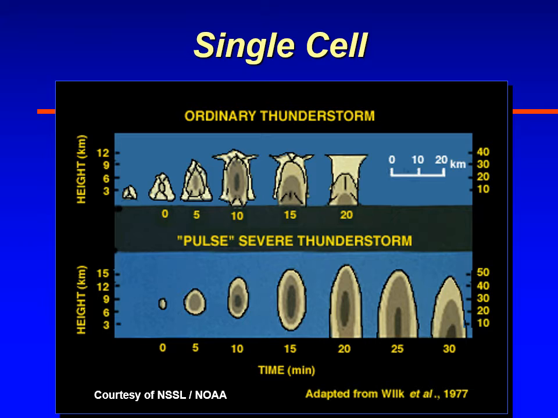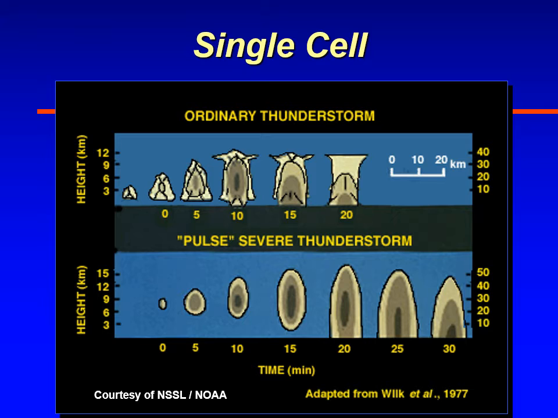You can see that the thunderstorm develops in about 10 minutes. It reaches its mature stage in 10 to 15 minutes, and then it starts dissipating afterwards. You can see it grow with time until finally, after about 20 minutes, it falls apart.